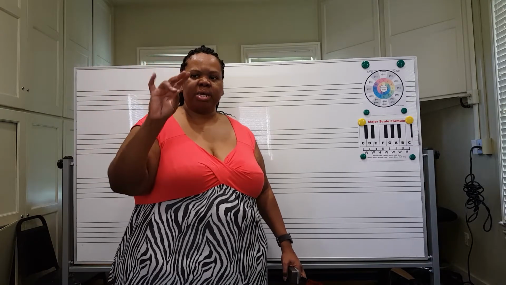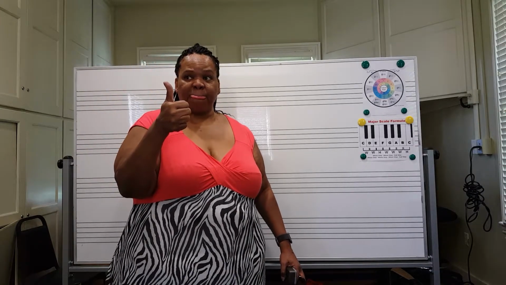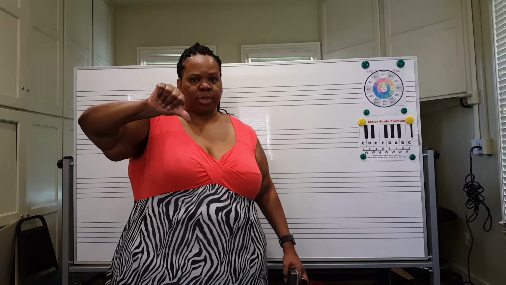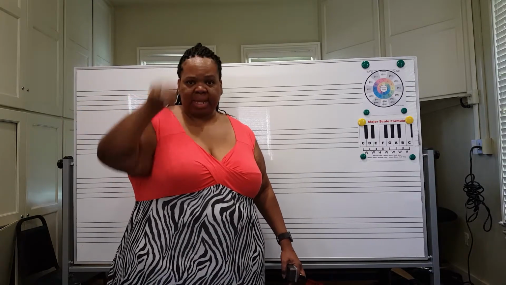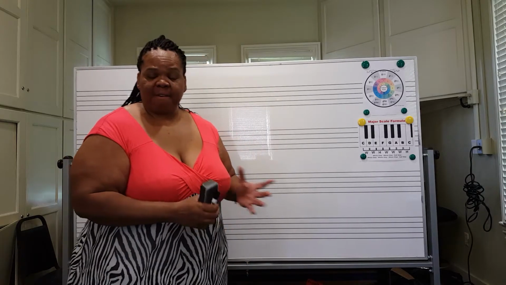So now I'm in the key of G, G, A, B, C, D. C is going to be my altered scale degree, so C sharp is where I'm going to place it. That's how I do my sharps.